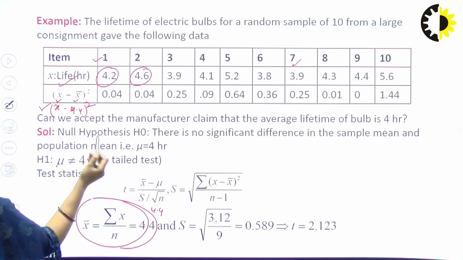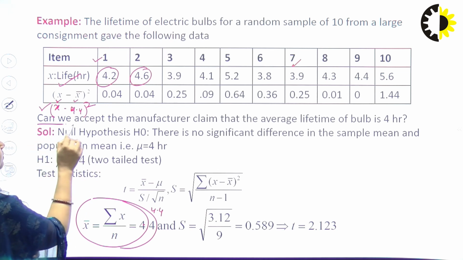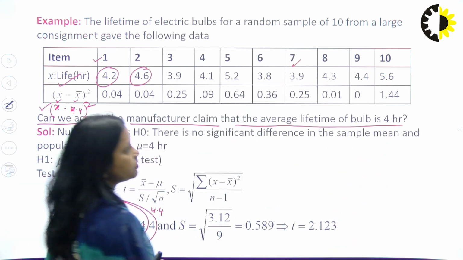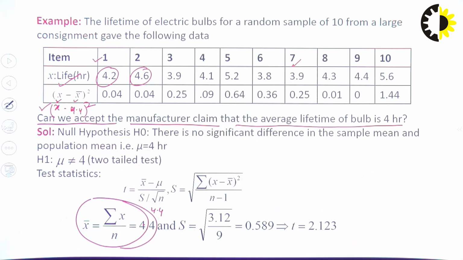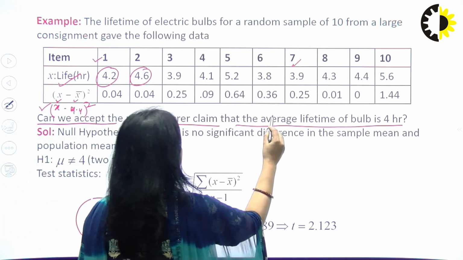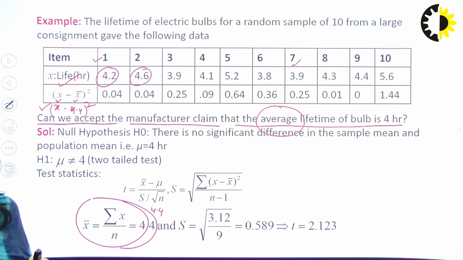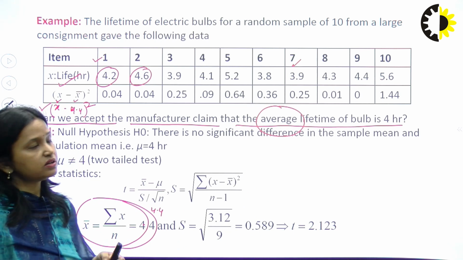Now see, can we accept the manufacturer's claim that the average lifetime of the bulb is 4 hours? The manufacturer is claiming that the average life of the bulb is 4 hours. Now we have to test his claim by using the t-test. Why? Because it is talking about the average. When we talk about the average, then averages can be compared by using the t-test.